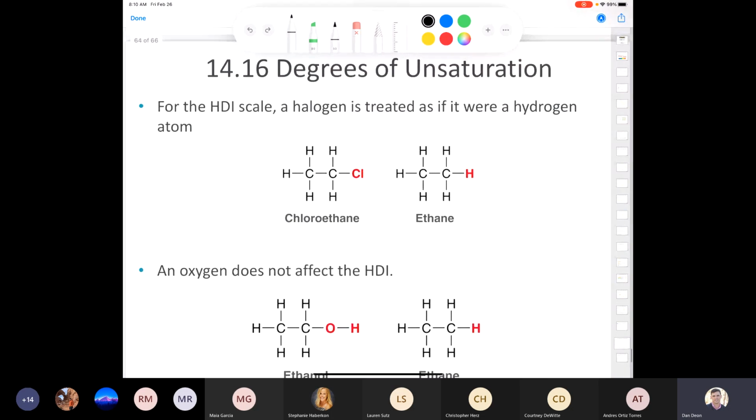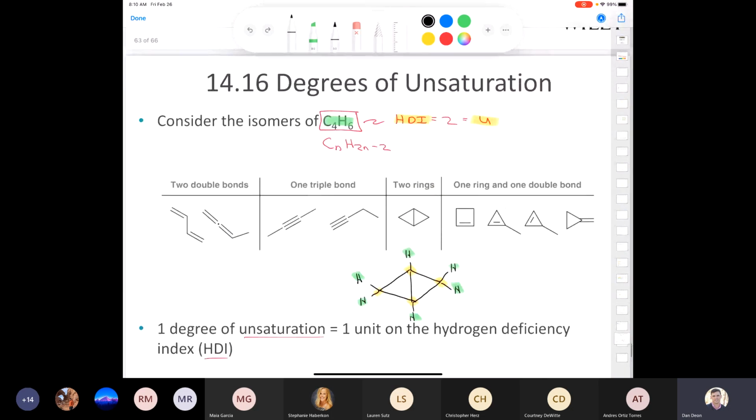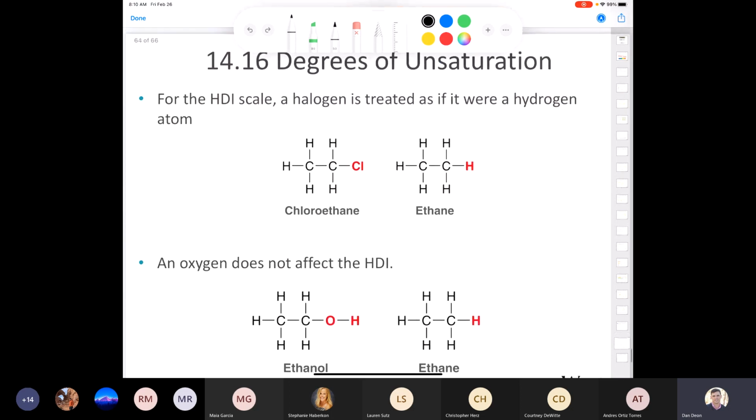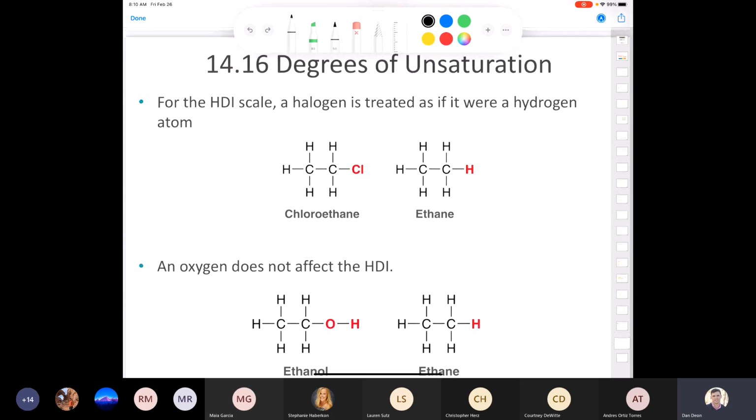You might be wondering, well, that's all well and good for molecules that only contain carbon and hydrogen, but in organic chemistry, I see a lot of oxygen, I see halogens, I see nitrogens. What about those? How are those atoms going to affect the hydrogen deficiency index? Well, there's 3 rules that we're going to look at. The first one is for halogens, the next one's for oxygen, and then the last one is for nitrogen. I can cover these pretty quickly.